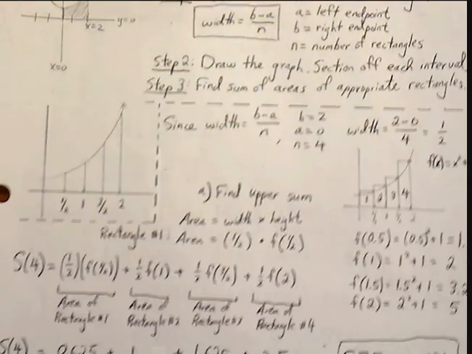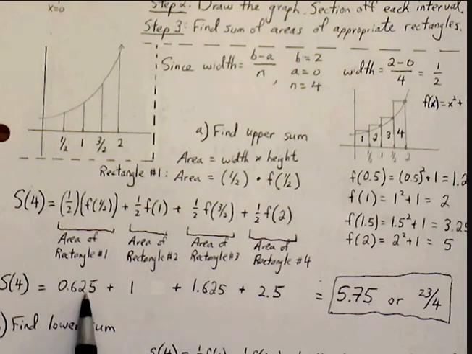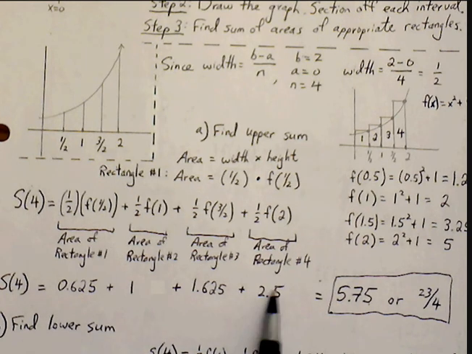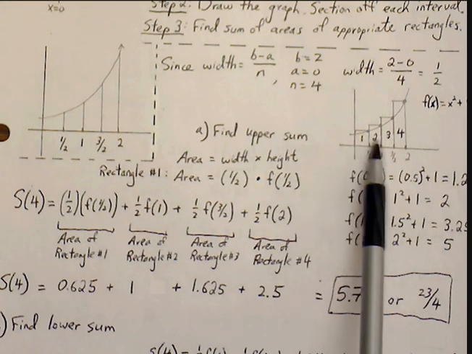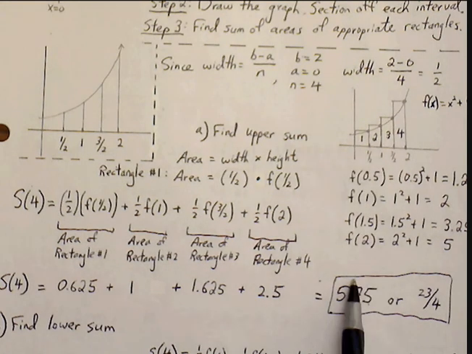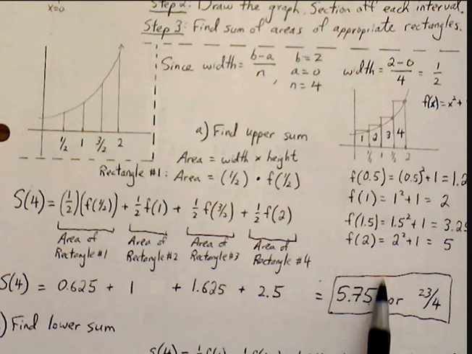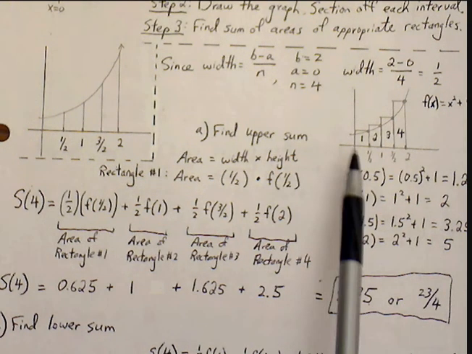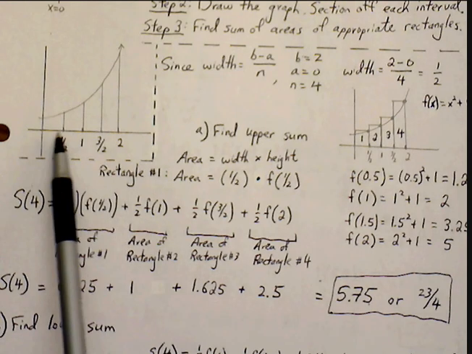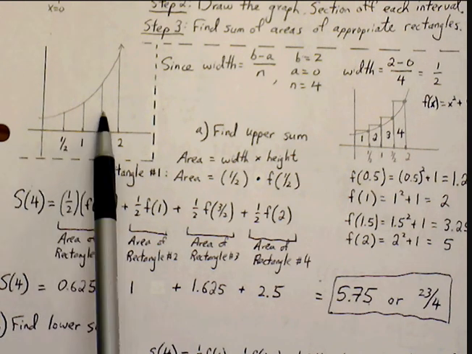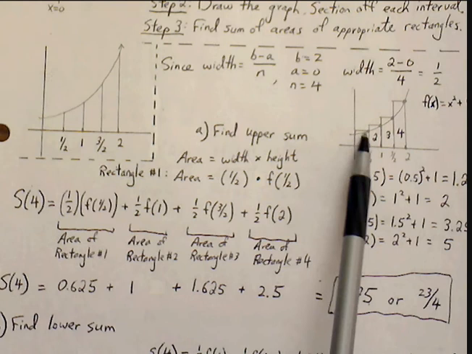Okay, so then width times height for each of the rectangles, I'm going to get the area of my 4 rectangles, and I add it together, and I'm going to get 5.75. So the area of these 4 rectangles added together will be 5.75, and we know that this will be an upper sum because this is going to be an overestimation of the actual area in this region, okay? Because we have portions that extend above the curve.